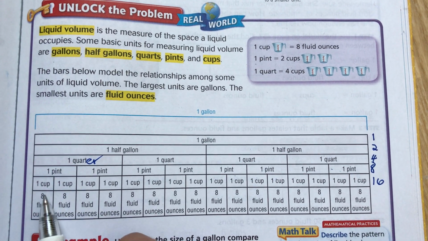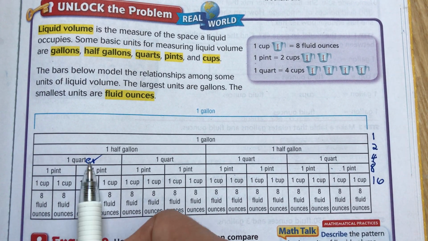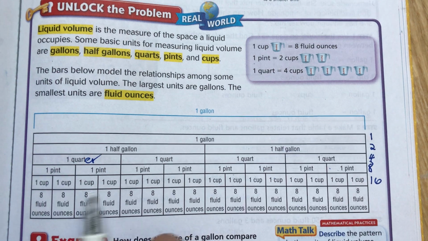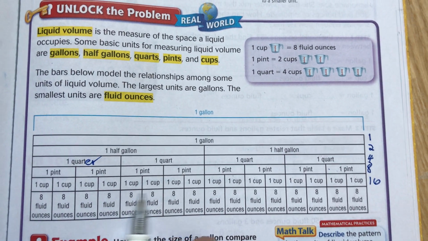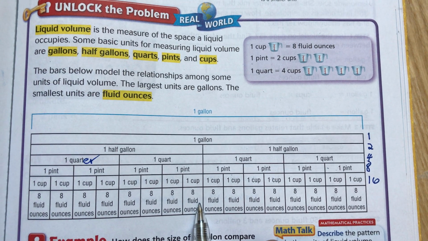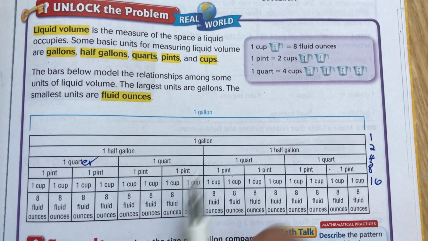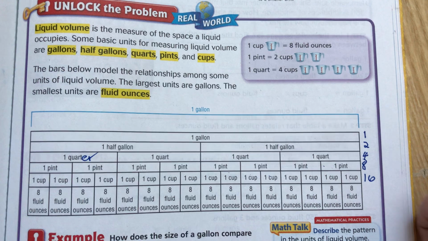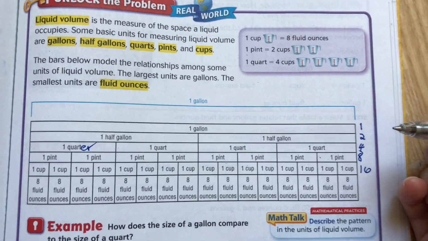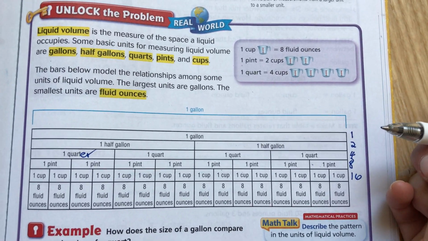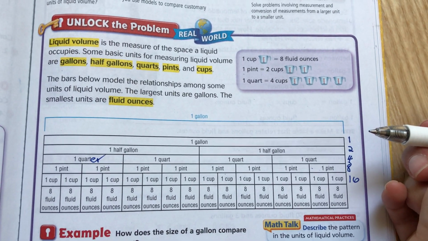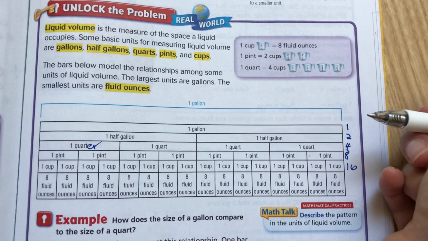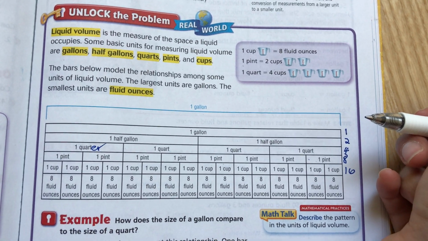So in 1 pint, you'd have 2 times 8 fluid ounces. In a quart, you'd have 4 times 8 fluid ounces. In a half gallon, you would have 8 times 8 fluid ounces. And in 1 gallon, you would have 16 times 8 fluid ounces, okay? Like I said, don't stress out about memorizing this. You can flip back to this page as you're answering your questions. And yeah, so we can continue on together.